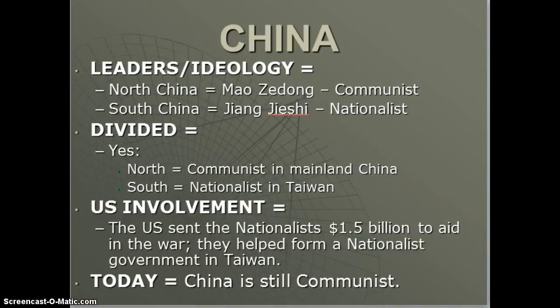The third column says, how was America involved in the country? The U.S. involvement was that the U.S. sent the nationalists $1.5 billion to aid them in the war. They helped form a nationalist government in Taiwan. The last column says, what is the condition of the country today? Is the country still divided? Today, China is still communist.